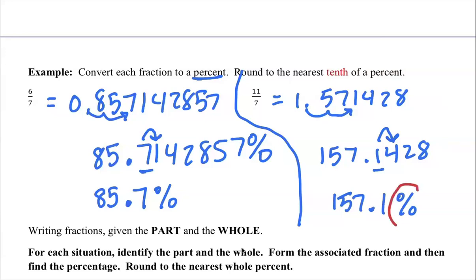Make sure that this symbol is not forgotten. If that symbol is not there, what we're basically saying is that up here, the 1.57 is equal to 157. That's never true, but with that symbol, that makes it true. So it is important to remember that percent sign.